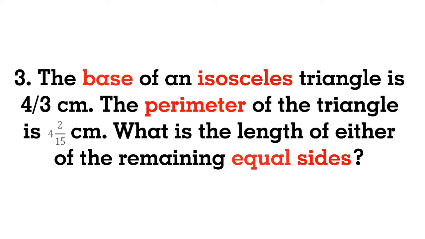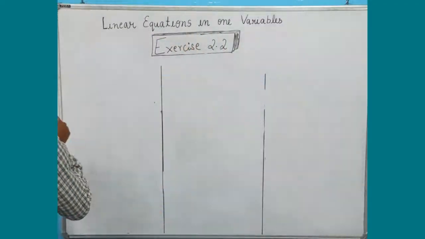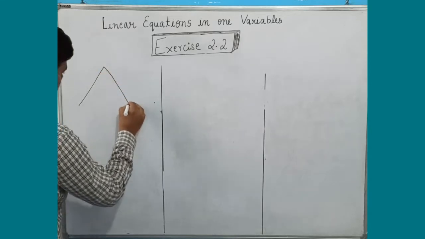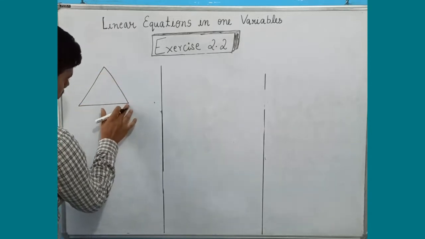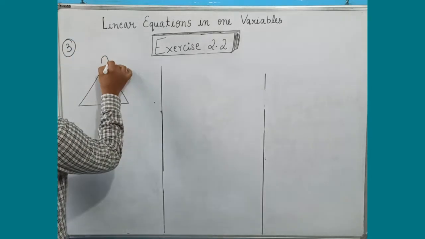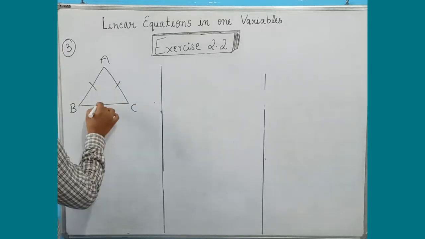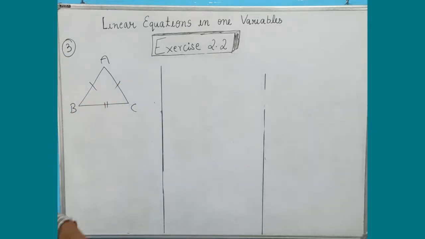It is given that the base of an isosceles triangle is 4 upon 3 centimeter. The perimeter of the triangle is 4 whole 2 upon 15 centimeter. What is the length of either of the remaining equal sides? So we have it over here. Let us just draw an isosceles triangle, and just to give you a quick reminder of what an isosceles triangle is: an isosceles triangle is a triangle which has two sides equal, and the third side is not equal to either of the two sides.